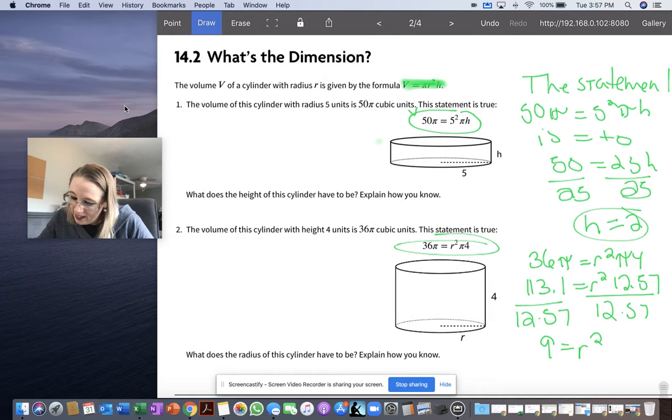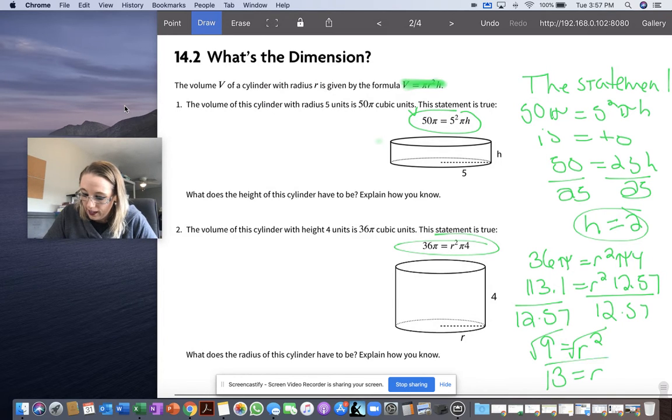Okay. So now how do you get r by itself? We haven't done this yet. This is new. Okay, so we have the square, and the opposite of the square is a square root. So you take the square root of both sides. The square root of 9 we know is 3, equals r. Okay, simple as that. Not too bad.